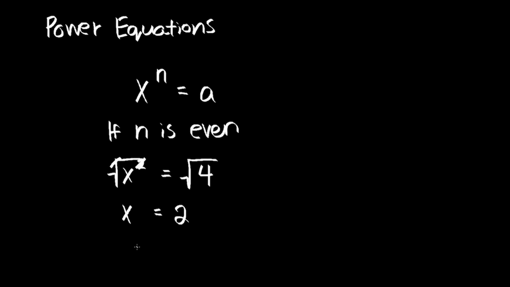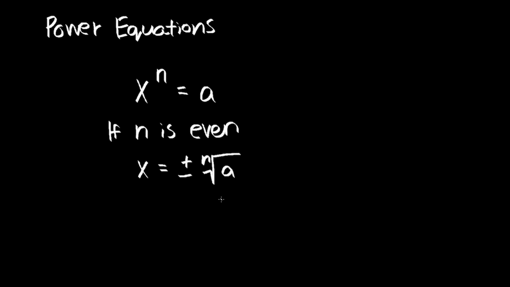But now I ask you, what about negative 2, right? Because negative 2 squared is also equal to 4, right? So this equation had another solution, and because we neglected the negative, we weren't able to find it. So that brings me to say, if n is even, x is equal to the positive and negative nth root of a.